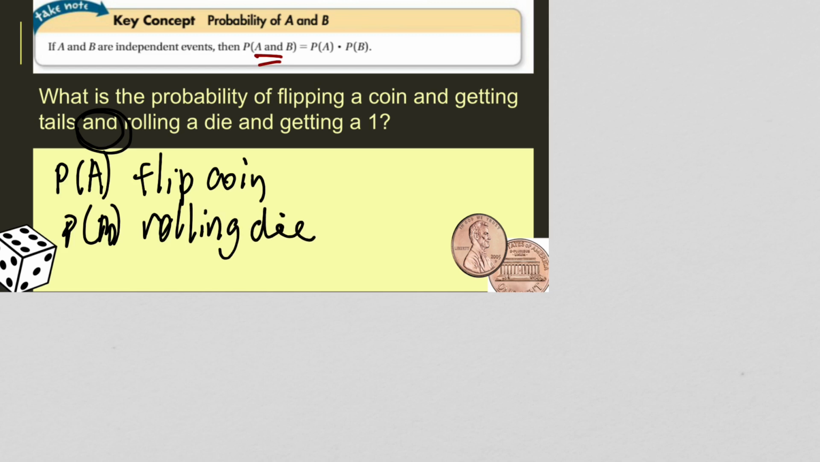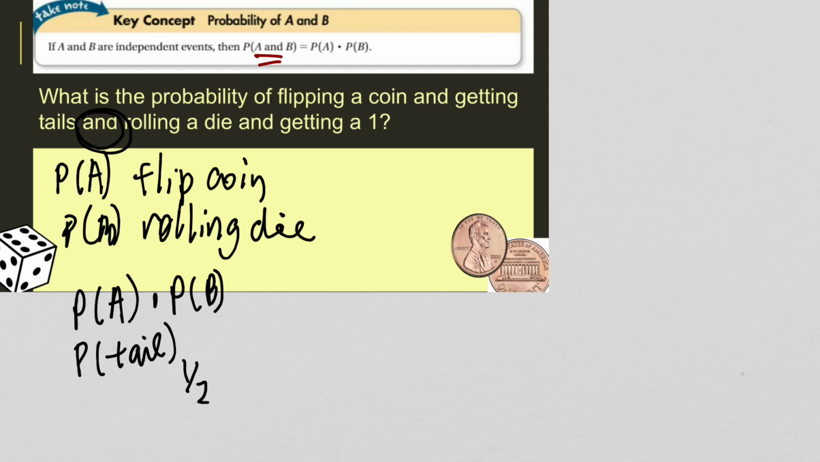So if I follow the formula, probability of A times the probability of B. So what's the probability of getting a tail? Well, that's a half. Timesing it by the probability of getting the number 1 on a die. Well, there's only one 1 on a die. That's 1 out of 6. And now we're going to multiply 1/2 times 1/6, which is 1/12.